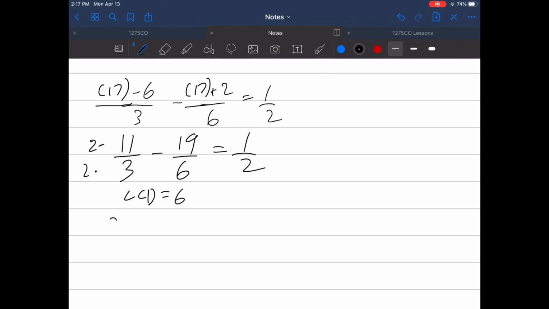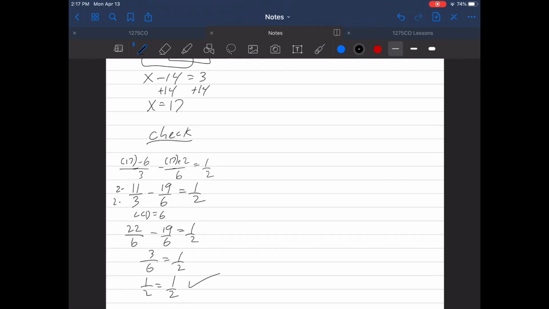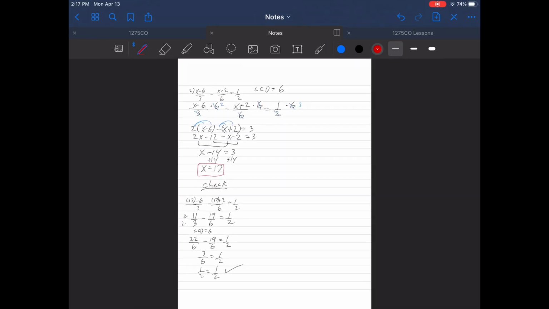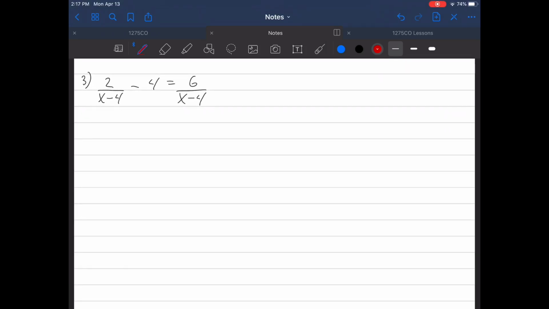So that means this times 2, 22 over 6 minus 19 over 6 equals 1/2. 22 minus 19 is equal to 3. 3 over 6 reduces to 1/2. So then our answer is valid. X equals 17 is our answer to this equation.